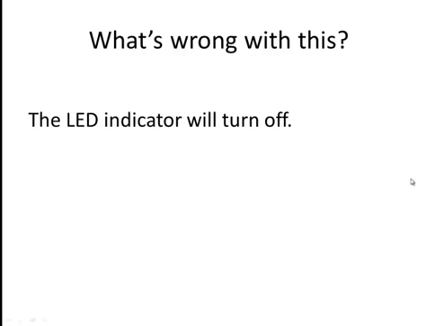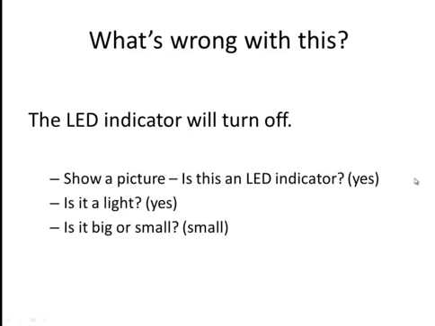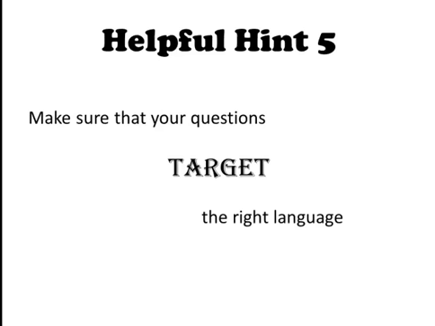So what would be better would probably be to show a picture. With concrete nouns, this is often the easiest thing. Maybe, is it a light? Is it big or small? It's small. So make sure that your questions target the right language, that you're not asking about the switching on or off, you're actually asking about the LED indicator in this case. So make sure that you're targeting the right language.